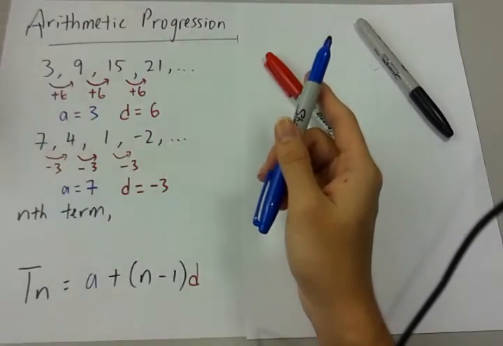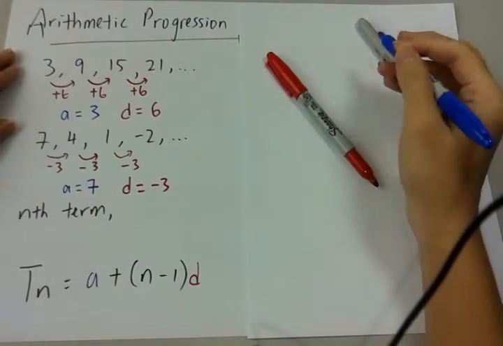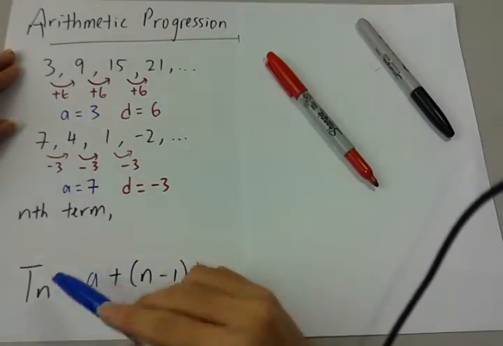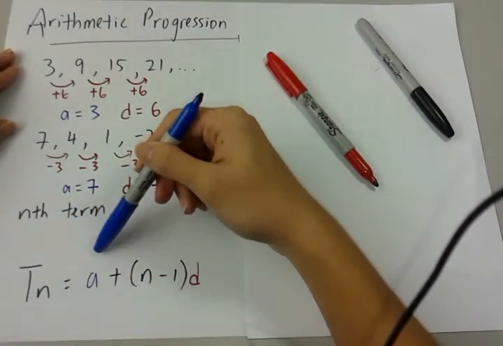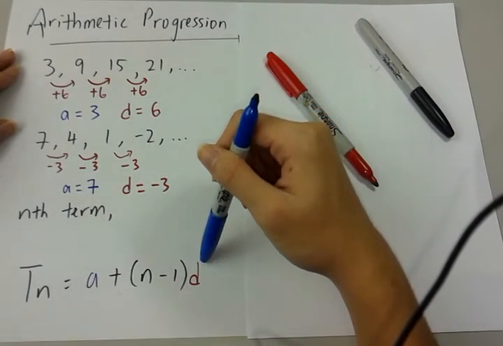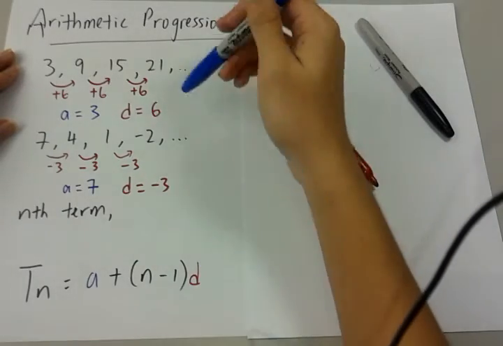Now, let us proceed with finding the nth term. How do we find the nth term? There is a general formula here. Tn equals a plus (n minus 1) multiplied by d. So how do we get this formula? How do we derive it? We derive it from here.